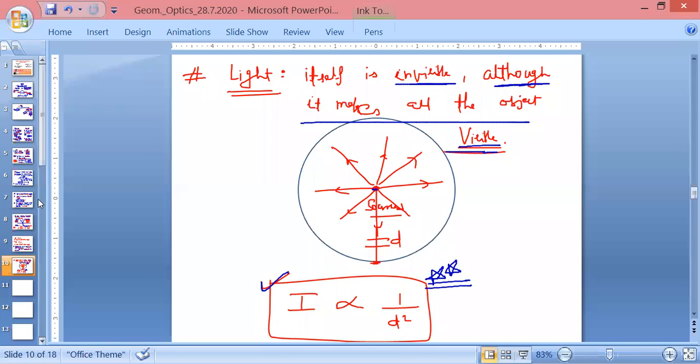तो ये हमारा आज का लेक्चर का summary है actually में. Now we will start with the geometrical optics.